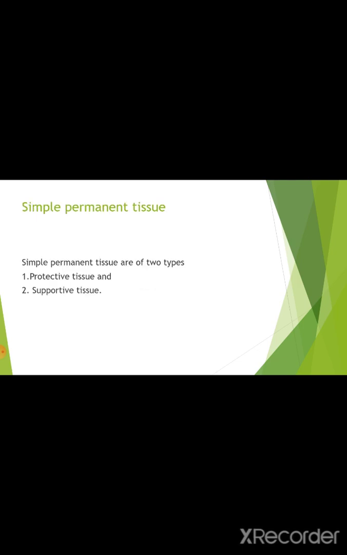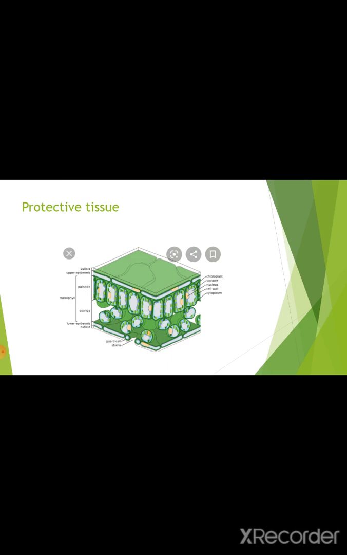These tissues give support and protection to the plant. Depending on the function, they are classified into two types: protective and supportive tissues. Protective tissue. These tissues protect the plant parts. Their cells are thick-walled. These tissues are found in all parts of the plant, like the leaves, stem, and roots. The epidermis of stem and leaves is an example of protective tissue.